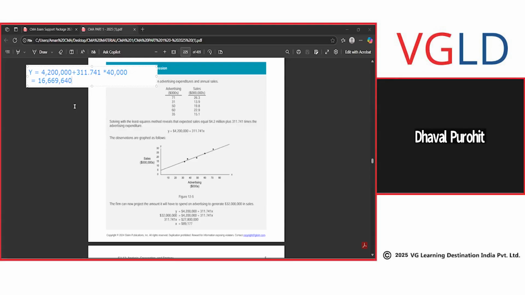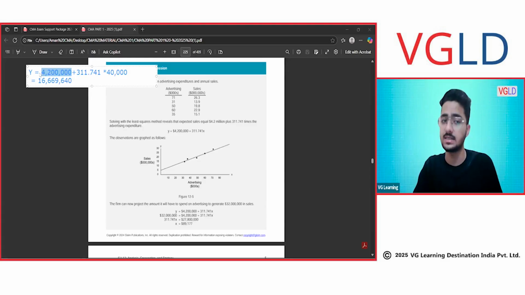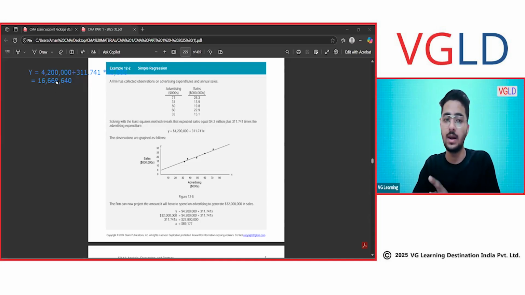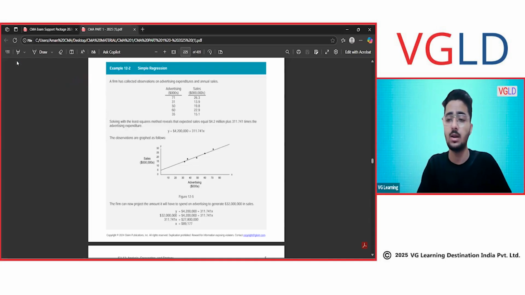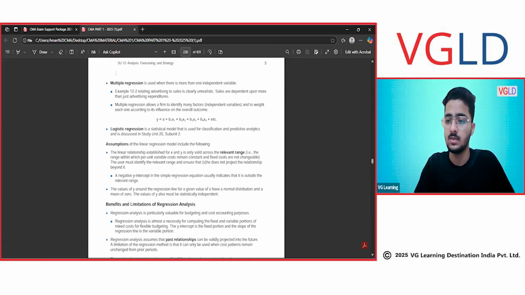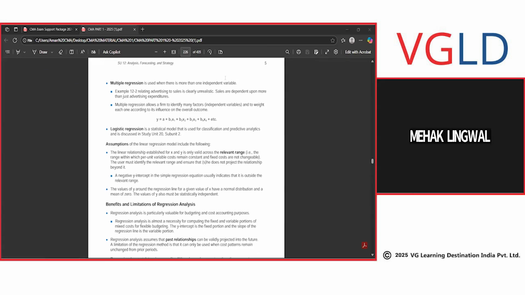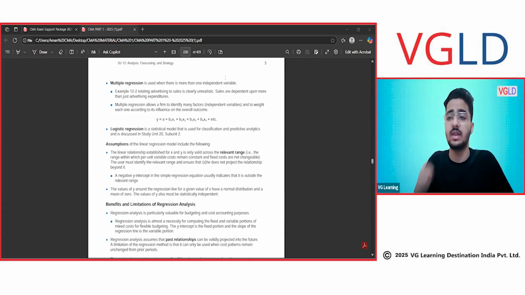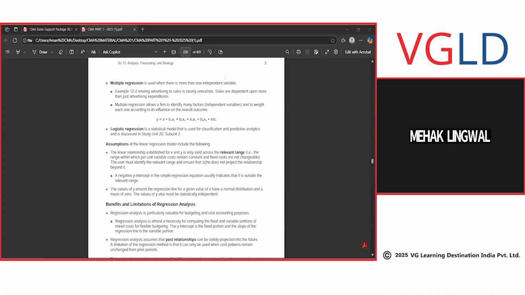Yes, sir. Okay. This A is your y-intercept. This B is your slope of regression. And this is your X value, the independent variable. Okay. So tell me, Bhupale, as I told you, when there is only one independent variable, which method is there? Yes, Mehak. Sir, simple regression. Yes, and when there is more than one independent variable? Multiple regression. That's correct. Good.